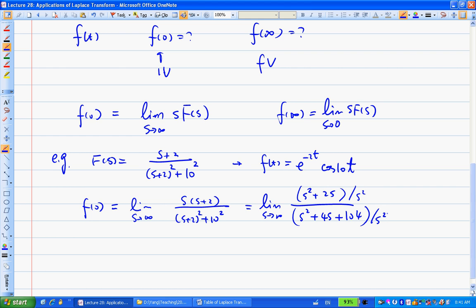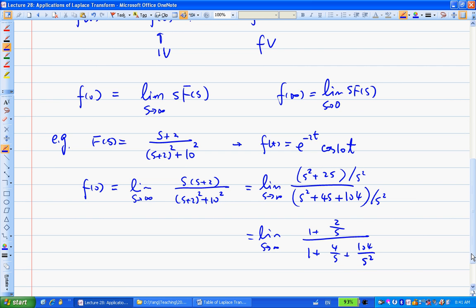Then the s squared cancels. The top will basically be 1 plus 2 over s. The bottom here is 1 plus 4 over s plus 104 over s squared. As s goes to infinity, this is 0, this is 0, this is 0. So overall this is what? 1. So the initial value is 1.